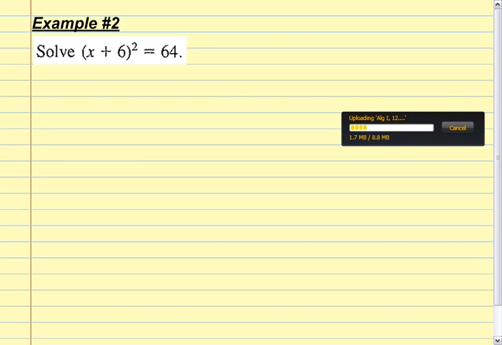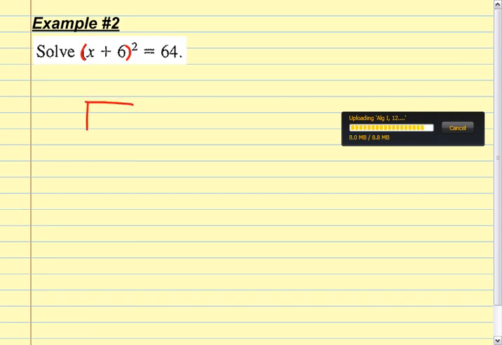Okay. Example number 2, folks, says the quantity. That's what I like about these parentheses. They have a name. We'll call them the quantity of x plus 6 squared. That means we're squaring x plus 6. We're not squaring x. We're not squaring 6. We're squaring x plus 6. The quantity of x plus 6 squared equals 64.